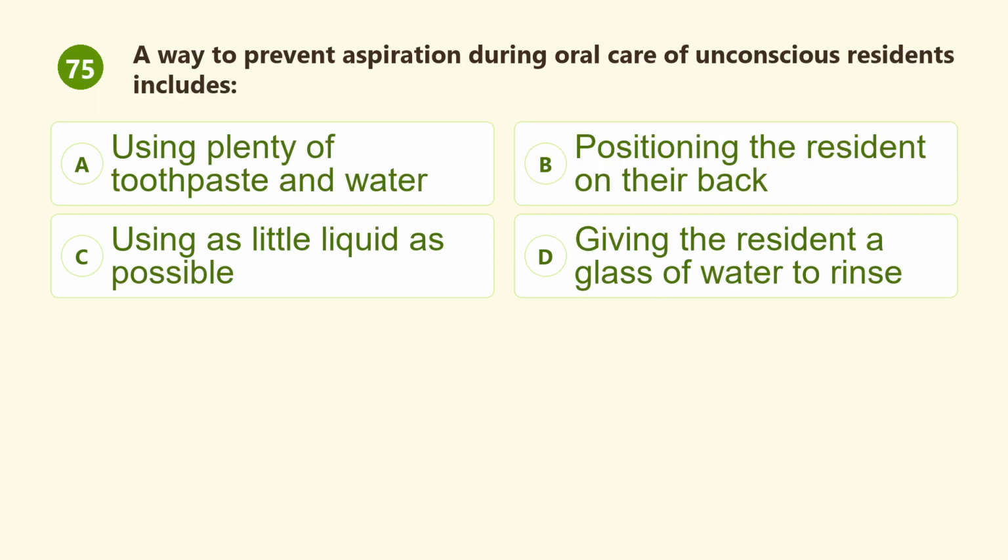Question 75. A way to prevent aspiration during oral care of unconscious residents includes: option A, using plenty of toothpaste and water. Option B, positioning the resident on their back. Option C, using as little liquid as possible. Option D, giving the resident a glass of water to rinse.